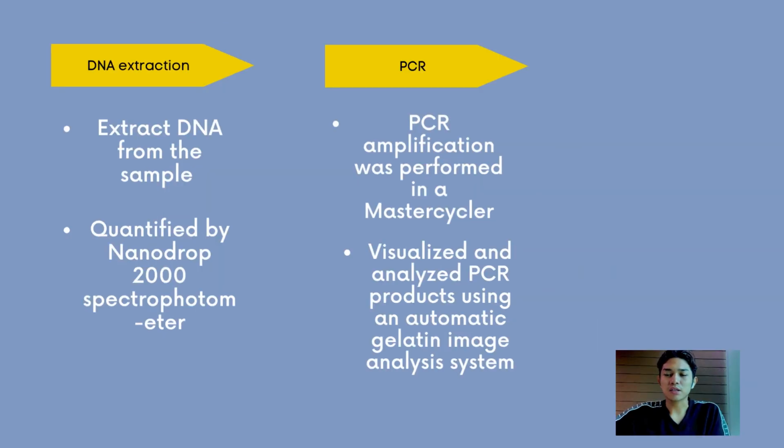Next is DNA extraction. Extract the DNA from the sample and then quantify it by NanoDrop 2000 spectrophotometer. The last step is PCR. PCR amplification was performed in a Mastercycler. Then visualize and analyze the PCR product using an automatic gel image analysis system.